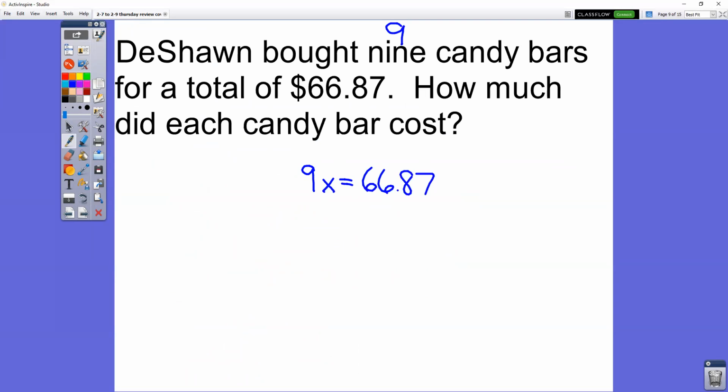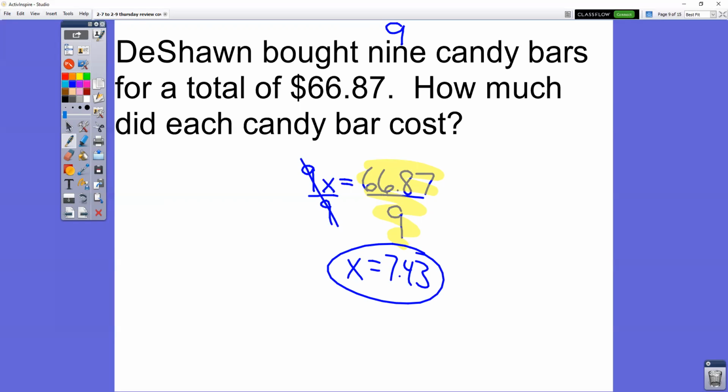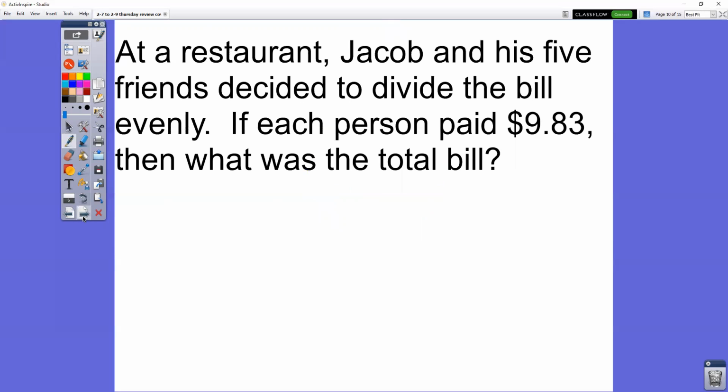That would be the equation that we would need to set up, because the way that you solve this is to do 66.87 divided by 9. Well, when we go to solve this equation, that's exactly what happens here. 66.87 divided by 9, and that gives you $7.43. I don't know what kind of candy bar costs $7.43, but maybe it's a gigantic candy bar or something like that. So that's how we do that one. Take a look at the next one.